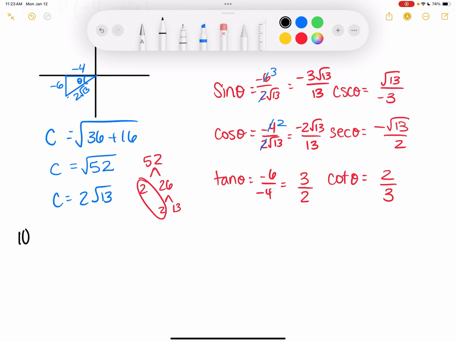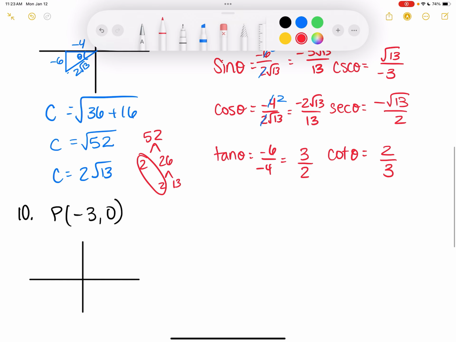Number 10. The point is negative 3, 0. So where's this? On the x-axis, so it's going to be over here. So what do you think might have to happen? Undefined. Yep, it's undefined. And there's nothing I can do with that one then.